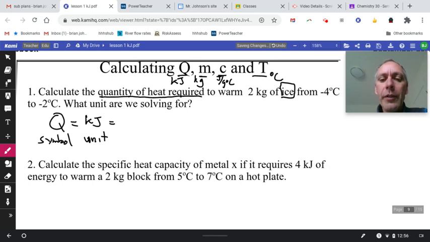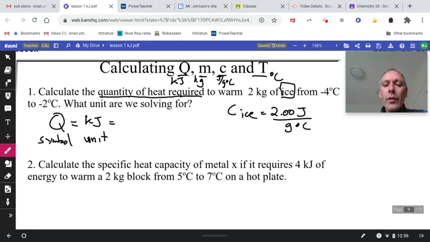We need to know what material is being heated or cooled. That's really important because every material has its own specific heat capacity. So ice has a specific heat capacity from that chart in your notes of 2.00 joules per gram degree Celsius. So that's our starting point. Every one of these questions, you can start with specific heat capacity because it has all three of the units in it. And we're always solving for one of those three units. So we're looking for joules, or in this case, kilojoules.